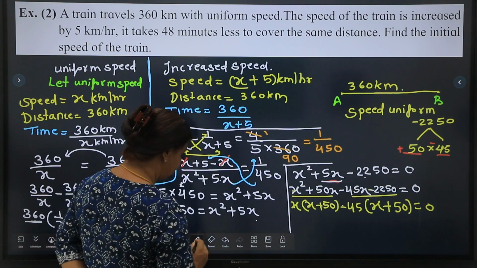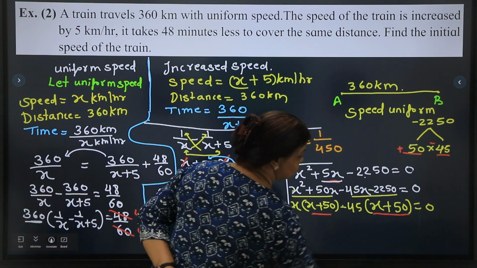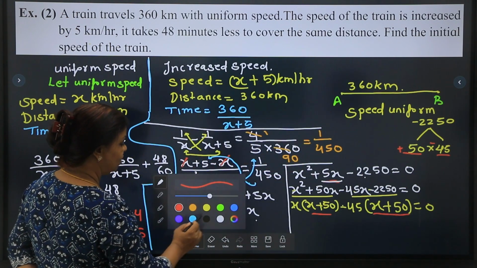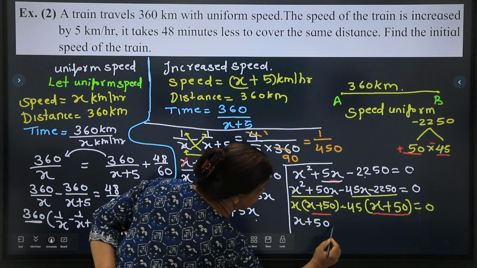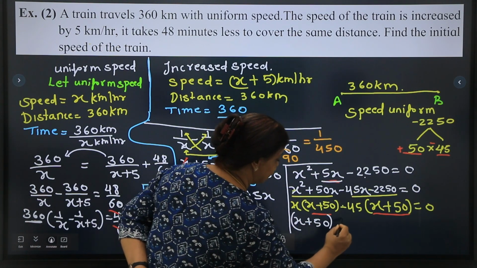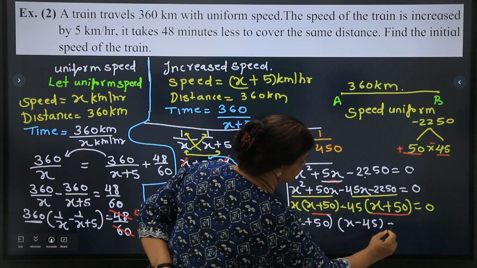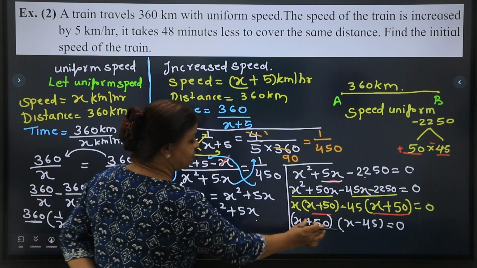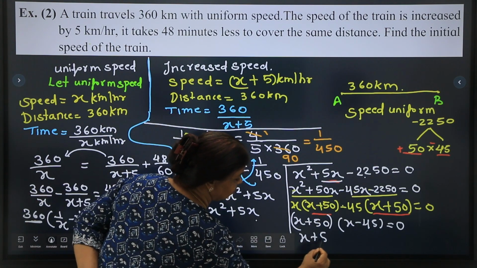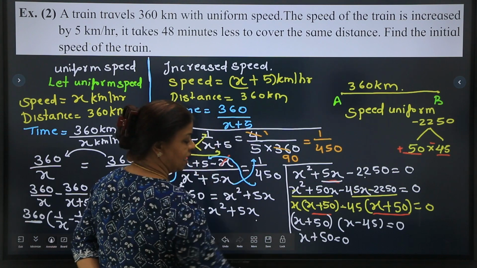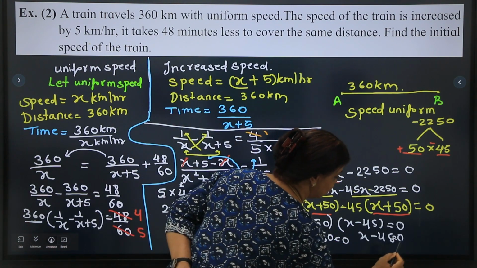Now x plus 50 and x plus 50 is two times. So I will write it one time: (x plus 50)(x minus 45) is equal to 0. So x plus 50 is equal to 0, and x minus 45 is equal to 0.